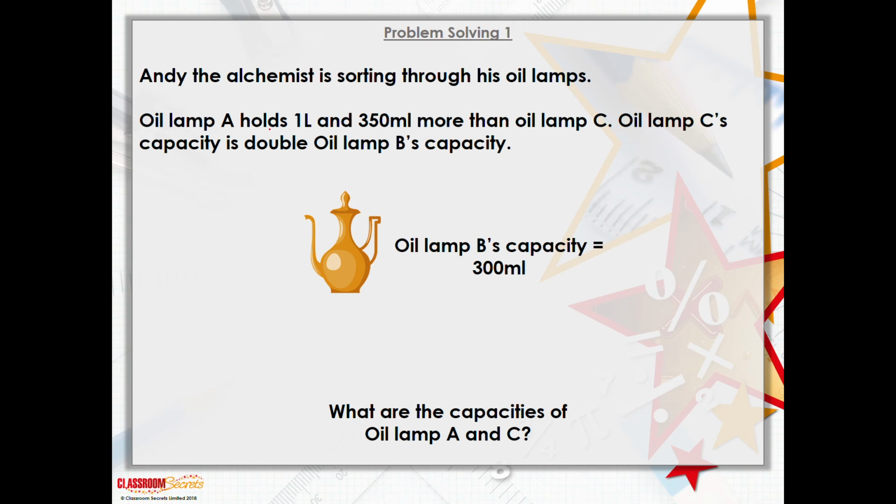So oil lamp A holds 1 litre and 350 millilitres more than oil lamp C. Well, to start with, we don't know what oil lamp C currently holds. So let's read on and see if we can find oil lamp C to help us find oil lamp A. Oil lamp C's capacity is double oil lamp B. Well, if we know oil lamp B is 300, we need to double that. So pause the video and have a go at doubling that.